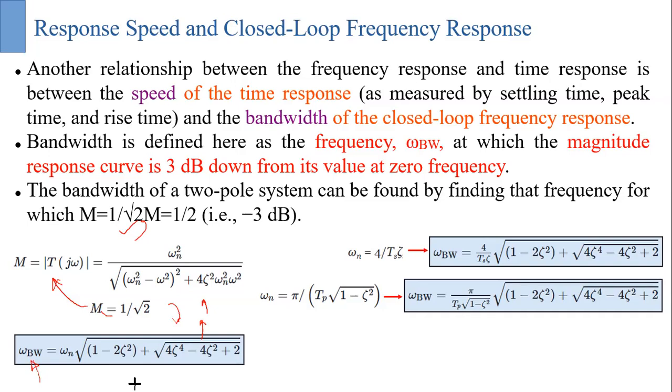So now, as you can see, the bandwidth frequency is related to your natural frequency, and we know that we have a formula where natural frequency is related to the settling time, and also the natural frequency of oscillation is related to the peak time. So we are replacing the value of omega by settling time and the peak time. That is how we can relate the speed of our transient response with the bandwidth of the frequency response.